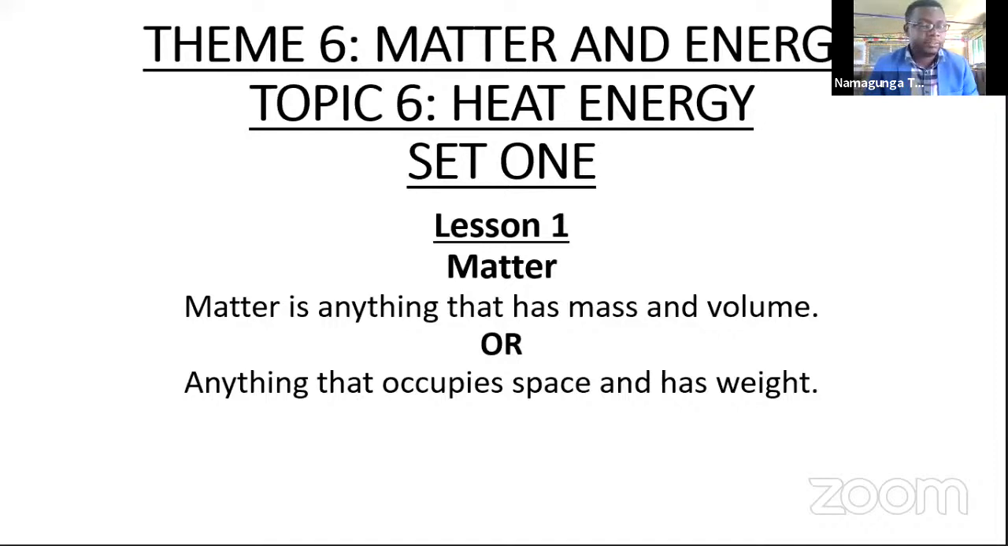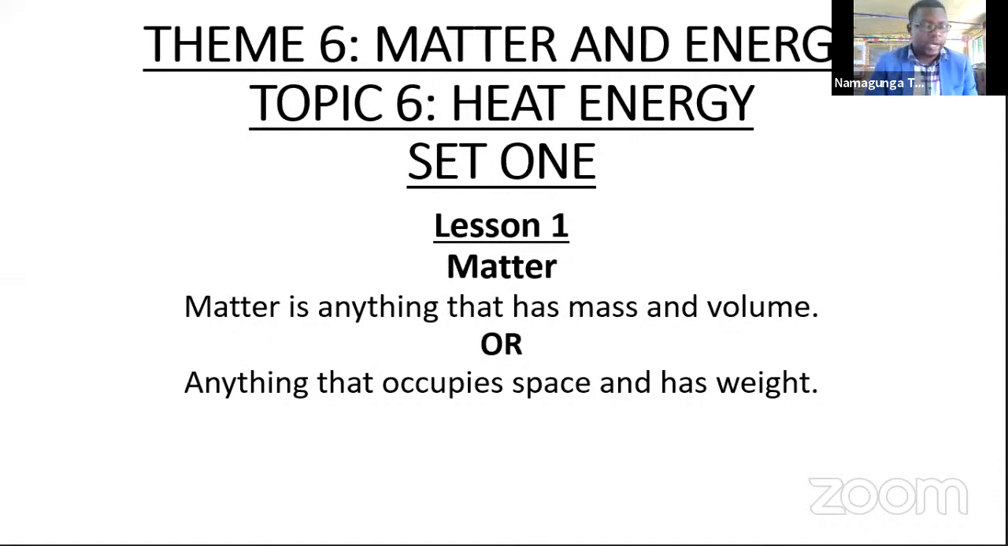Then we shall also look at another term which we call molecules. So when we say molecules, molecules are the smallest particles of matter. So when we look at matter, matter is made of small particles, and those particles are the ones we call molecules. Are we together?